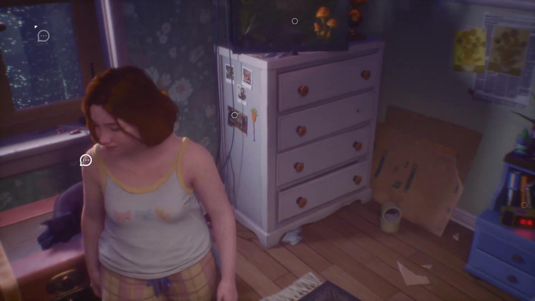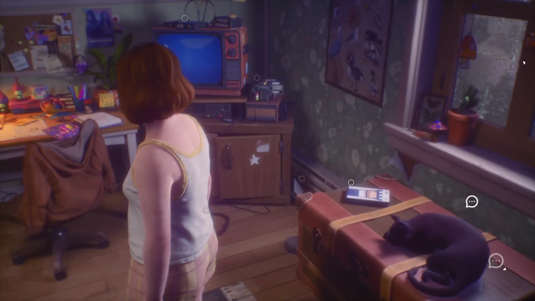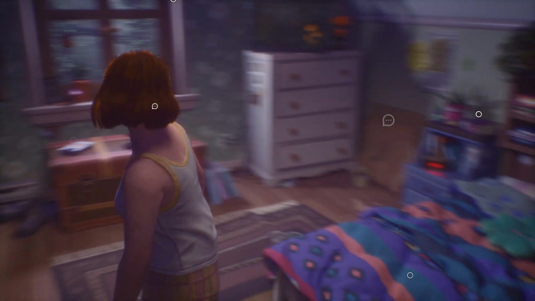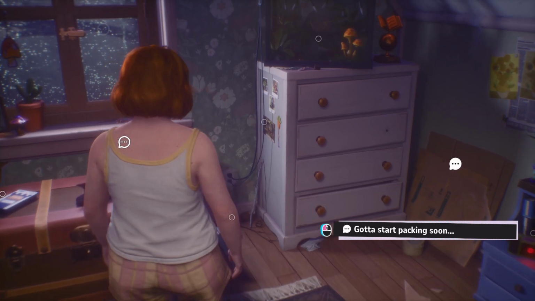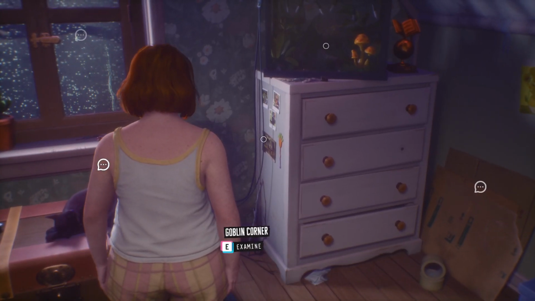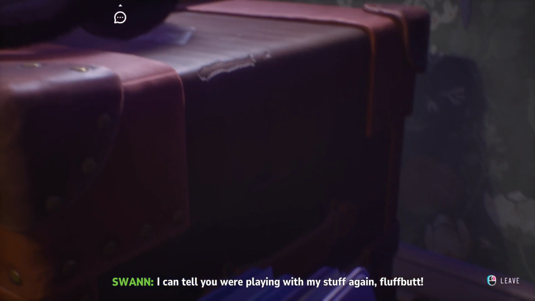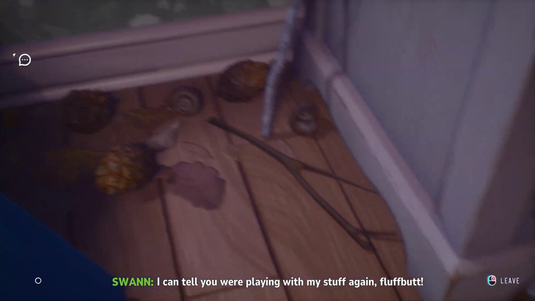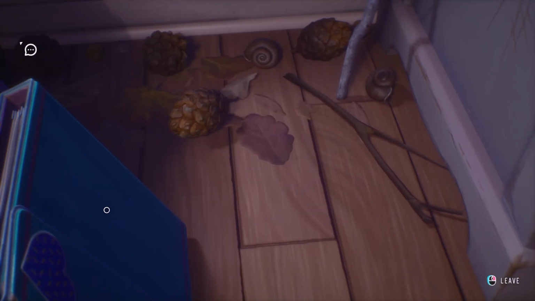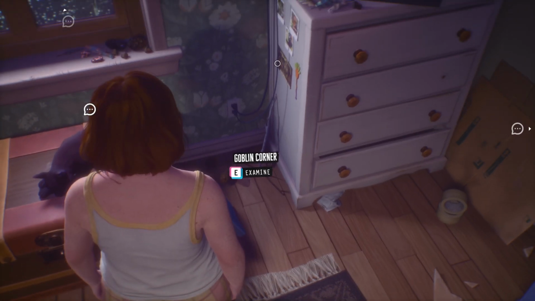She doesn't care about clothes. She doesn't care about banners for her school. What she cares about are these photos of her being a huge nerd. And similarly, we look at the corner here. Oh, I can tell you were playing with my stuff again, Fluffbutt. This matters to her because we can interact with it, because we can see it.